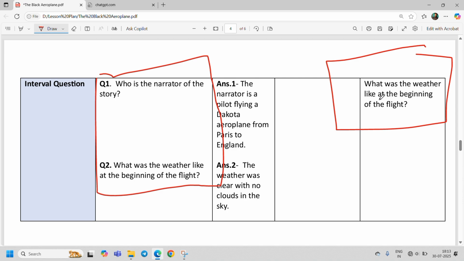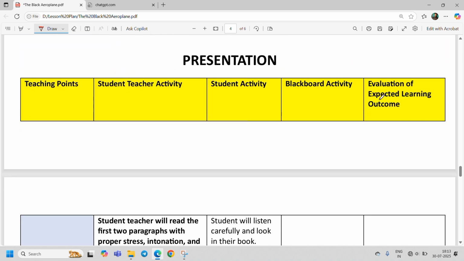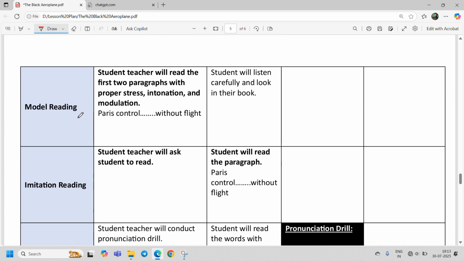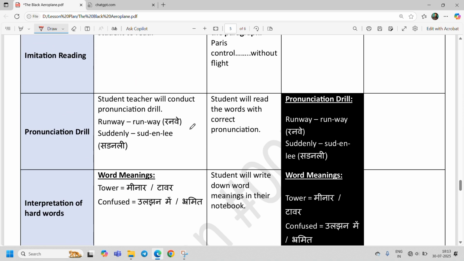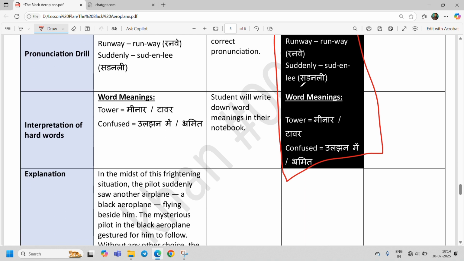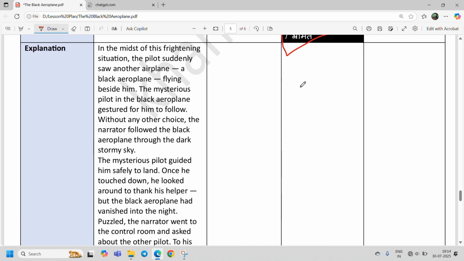Then the same process will be repeated. Model reading, imitation reading. This is the next paragraph of the story. After that, pronunciation drill, word meanings, all this should be written on the blackboard neat and clean. Okay. After that, we write the explanation. This is the explanation of the second part of the story.